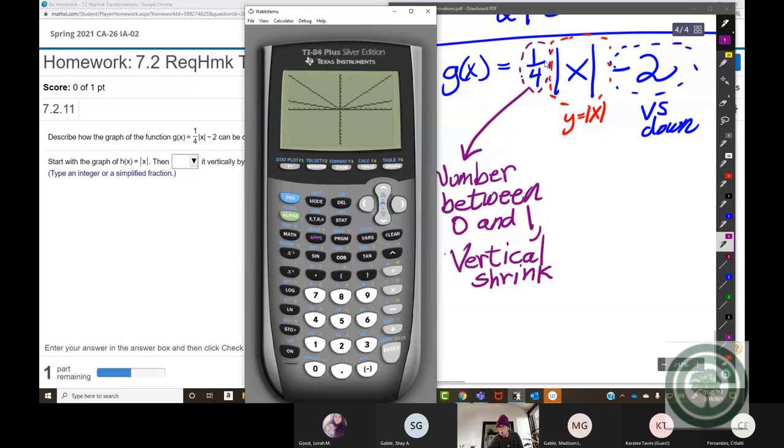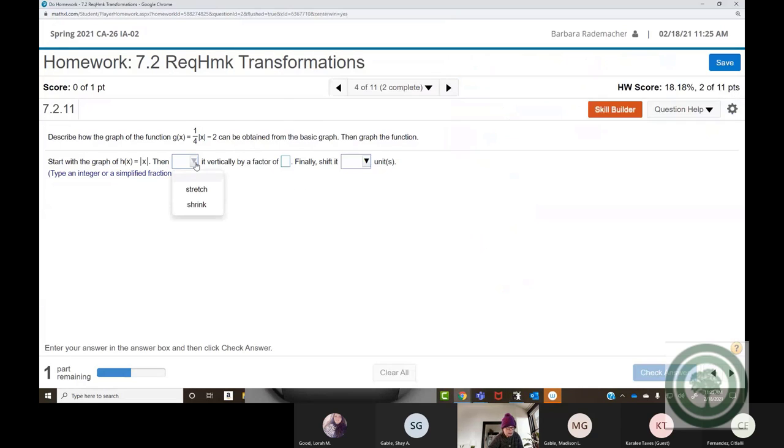If I had a number greater than 1, like 4, no, I don't want second, I want math. 4 times the absolute value of x. That would expand it. The sides would be higher. So this would be a vertical expansion. They don't call it expansion, they call it stretch.